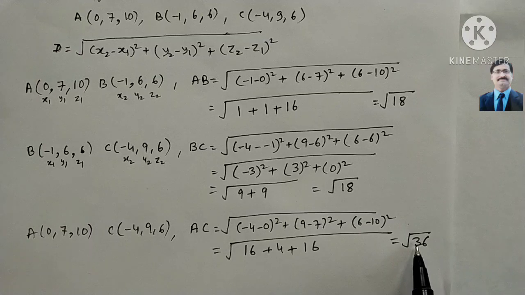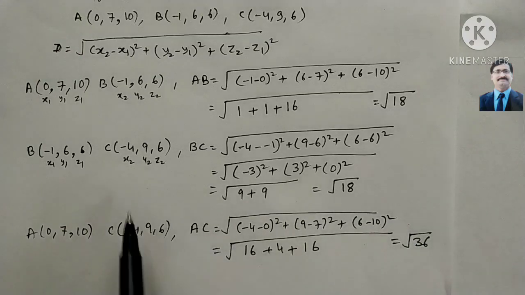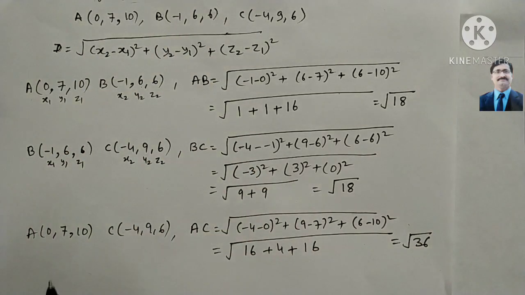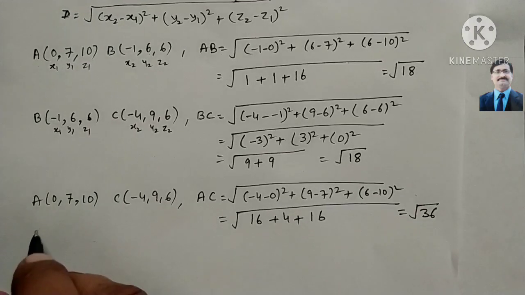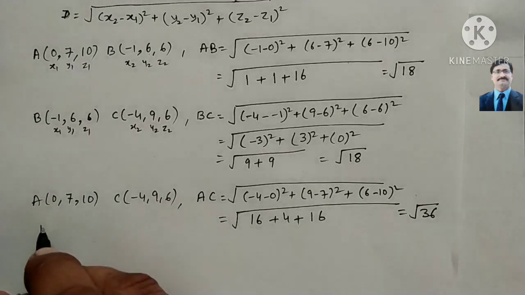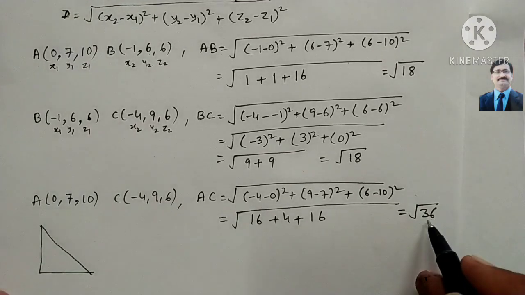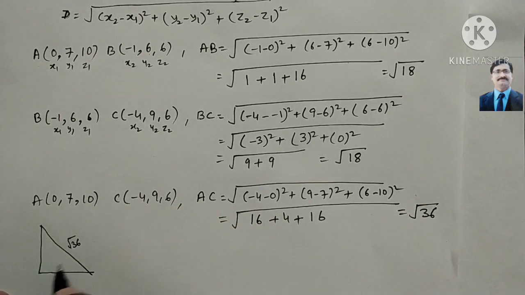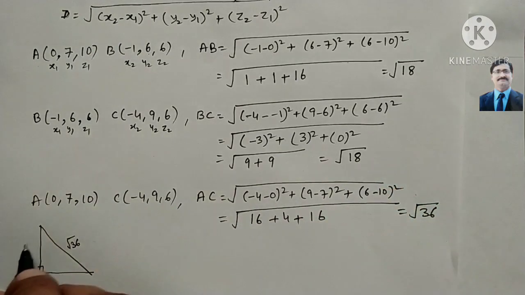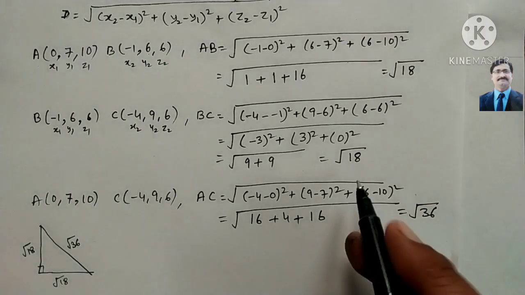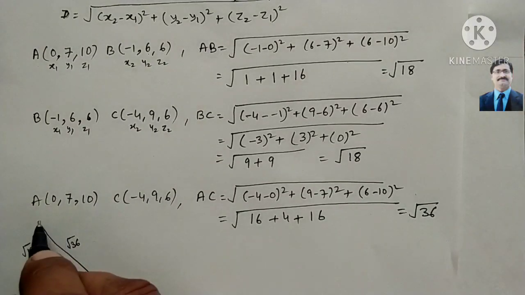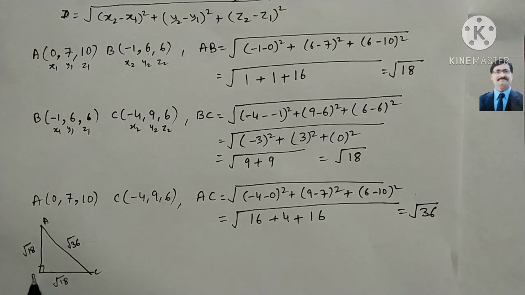Now here largest side is root 36. We have to prove here right angle triangle. So look here, right angle triangle we can mark this type, and the largest side is root 36. So root 36 we can mark here as a hypotenuse, and perpendicular and base we can mark as root 18. So look here, this is AC. So this A, C, and B is remaining.